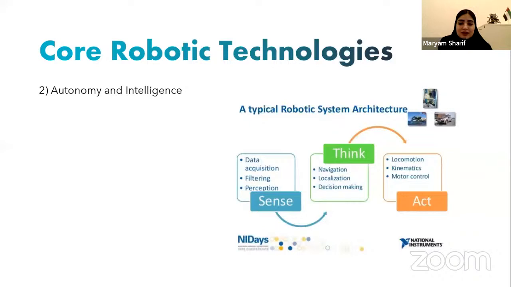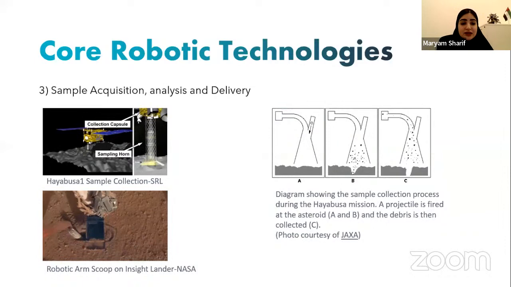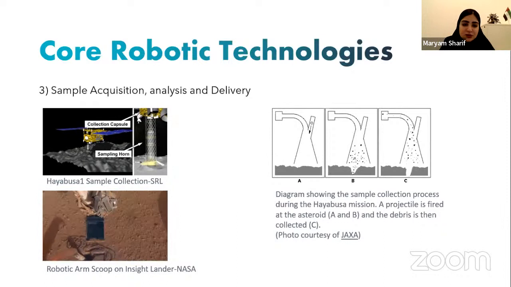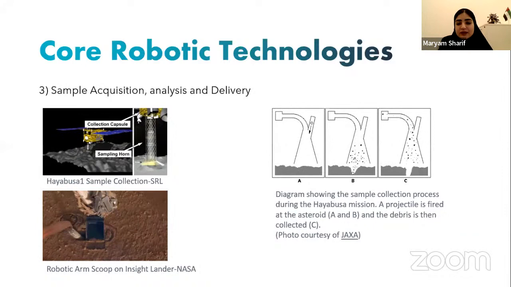Now, the third part of robotic technology is, for example, sample acquisition, analysis, and delivery. Here we have an example of a sample collection by Hayabusa. It's a robotic spacecraft that landed on an asteroid. As can be seen from the image, we have the collection capsule and the sampling horn. And we can see on the right a diagram that illustrates how the process goes during the mission.